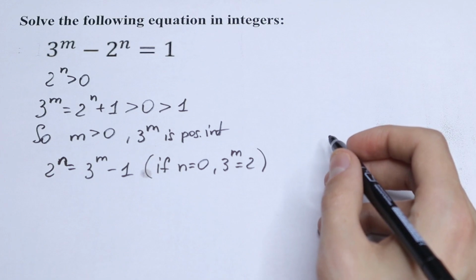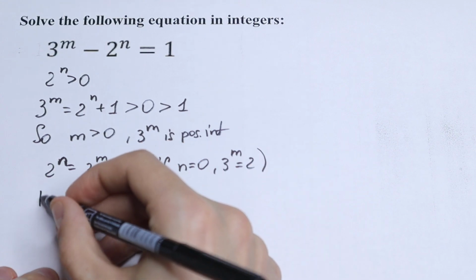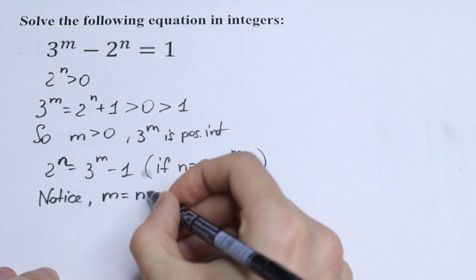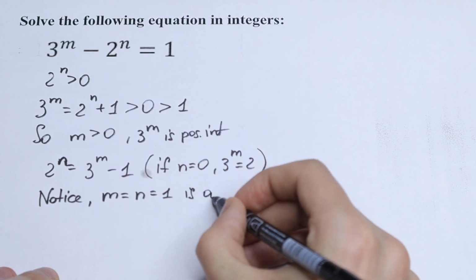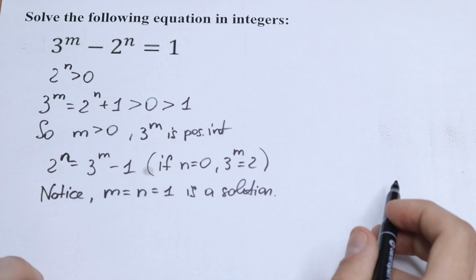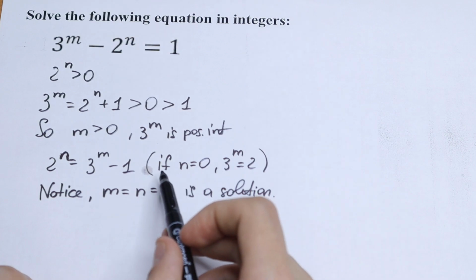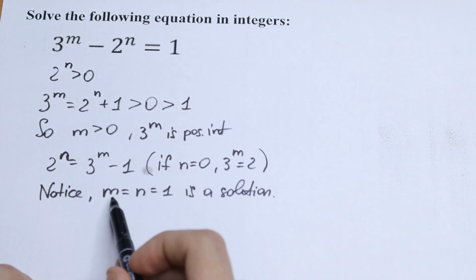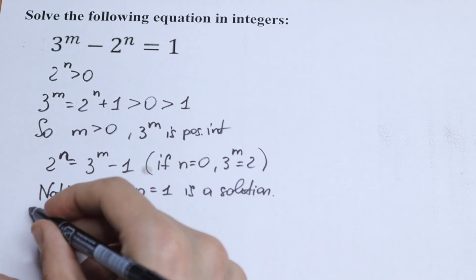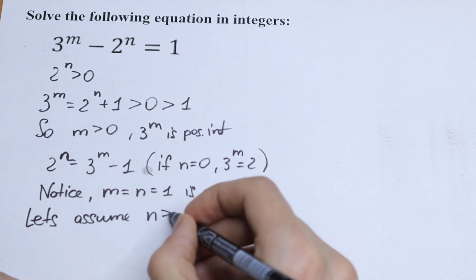So what we're going to do next? Next we notice that m equal to n equal to 1 is a solution. This is good, we find this solution. But take a look. Now let's assume that n is greater than 1.